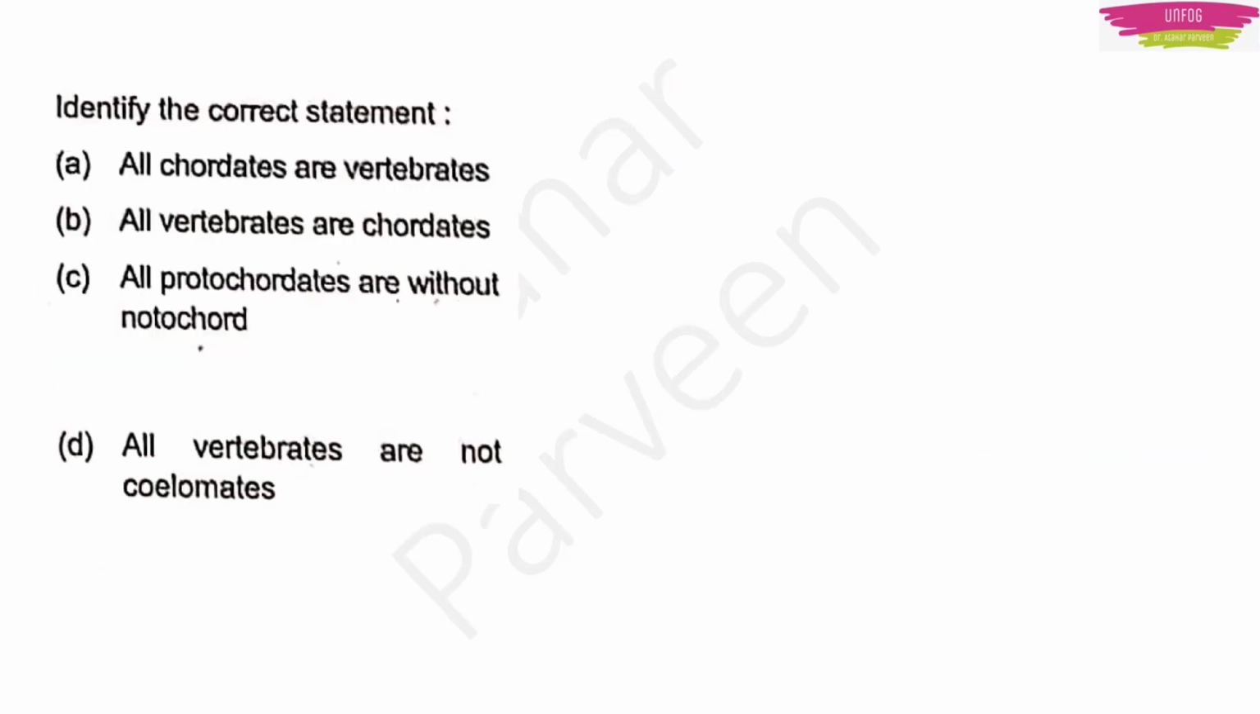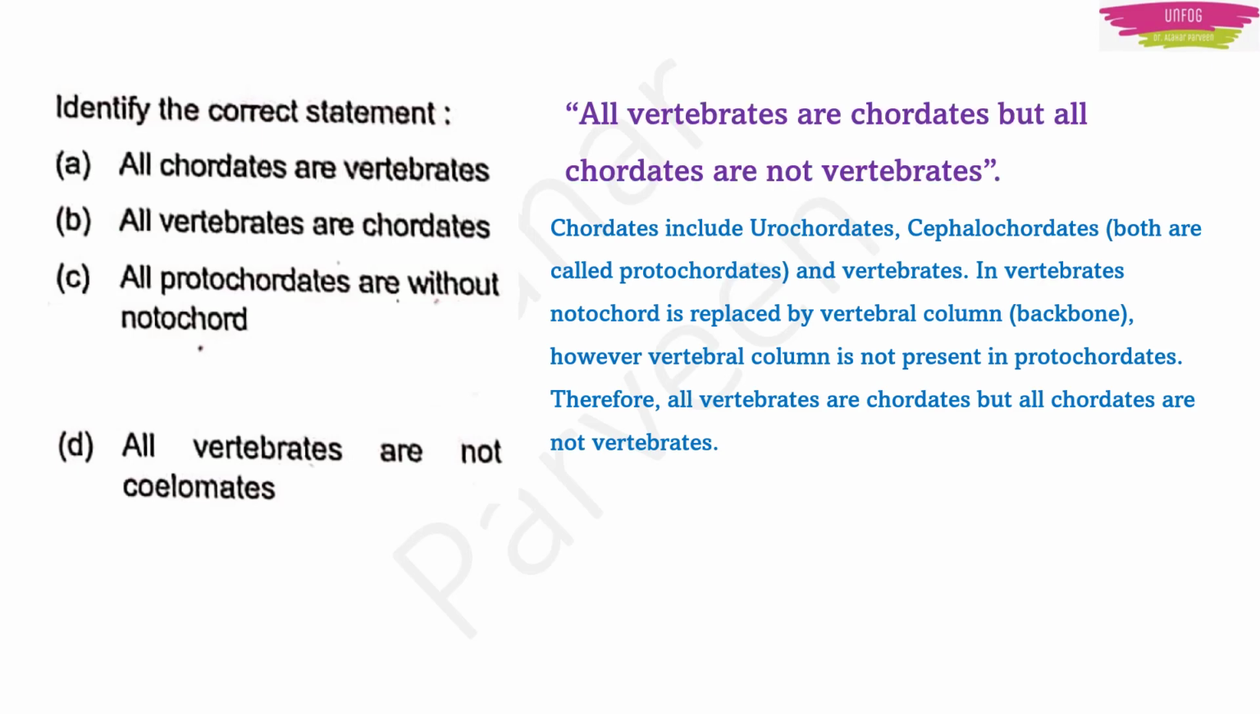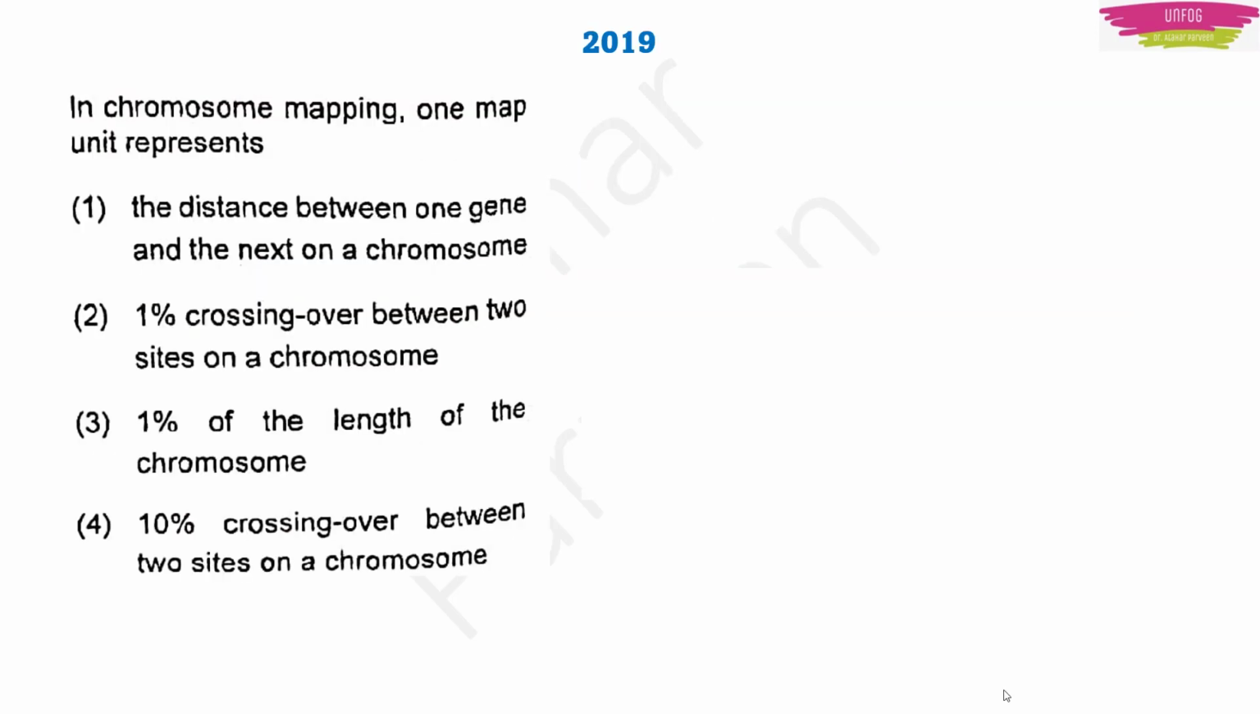Next question. Identify the correct statement. All chordates are vertebrates, all vertebrates are chordates, all protochordates are without notochord, all vertebrates are not coelomates. Actually, chordates include urochordates and vertebrates. Vertebrates means, in our body, the notochord is replaced by the vertebral column, which we call the backbone. But in protochordates, this vertebral column is not present. Therefore, all vertebrates are chordates, but all chordates are not vertebrates. So that finishes our 2017 question paper.